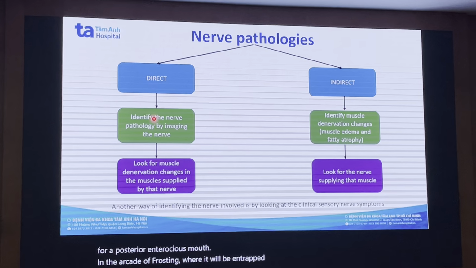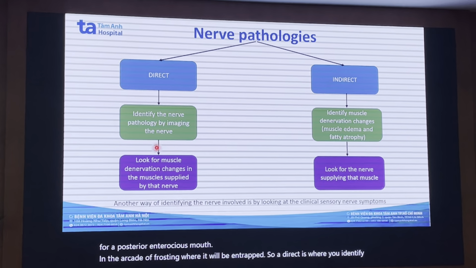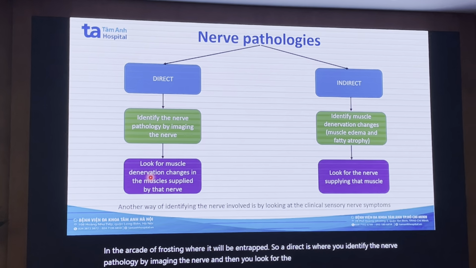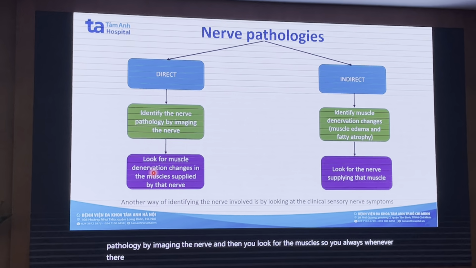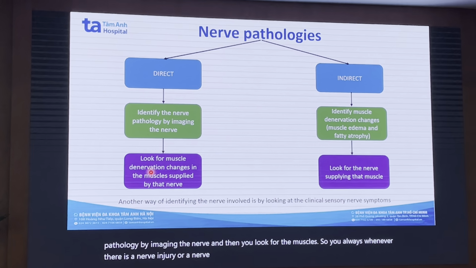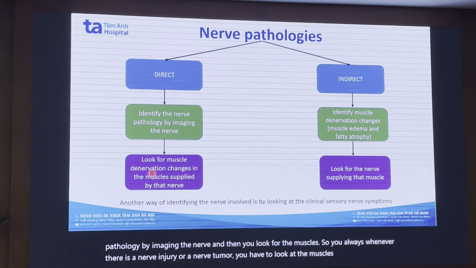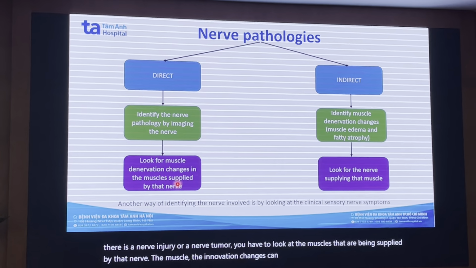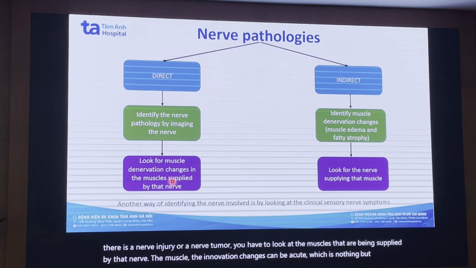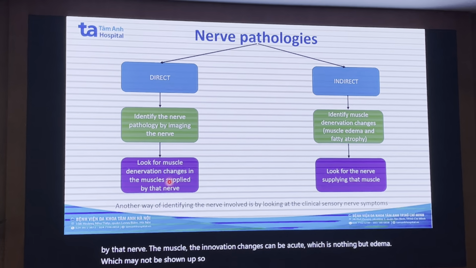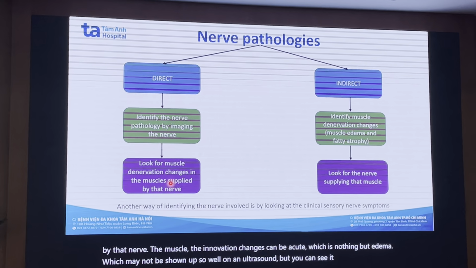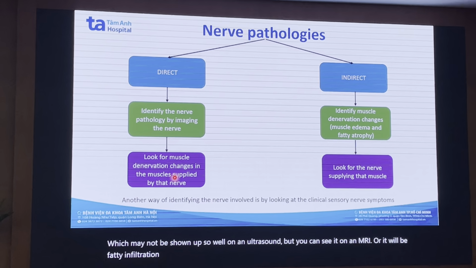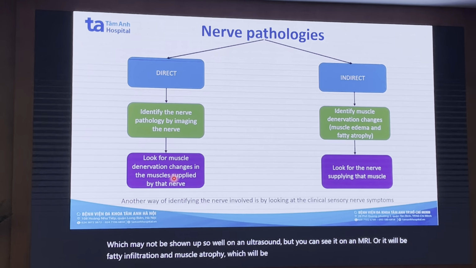So the direct approach is where you identify the nerve pathology by imaging the nerve, and then you look for the muscle. Whenever there is a nerve injury or a nerve tumor, you have to look at the muscles that are being supplied by that nerve. The muscle denervation changes can be acute, which is nothing but edema, which may not show up so well on an ultrasound, but you can see it on an MRI. Or it will be fatty infiltration and muscle atrophy, which will be seen on ultrasound as well.